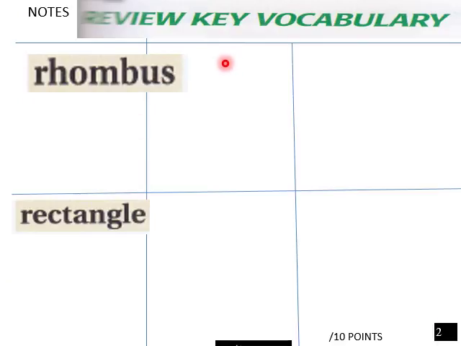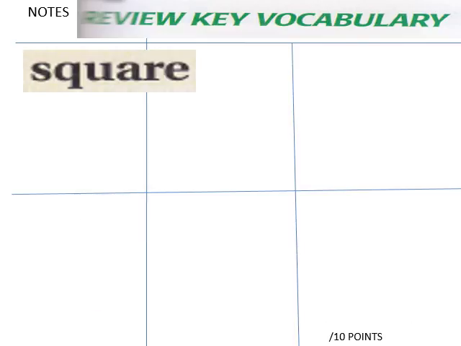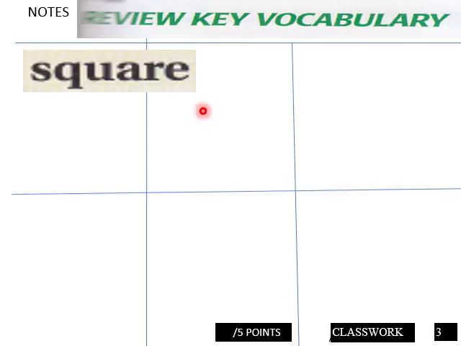Students, in your own words, define rhombus and define rectangle. If you have your classwork sheet where you took notes, it would be easy to do. If you don't, go back into the video and find the definition there. And then, students, define square in your own words.